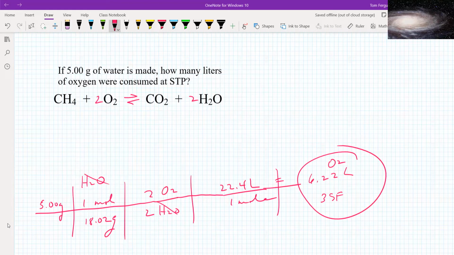All right, we're going to do one more, and then I'm going to show you why it's important to understand this simplified version.